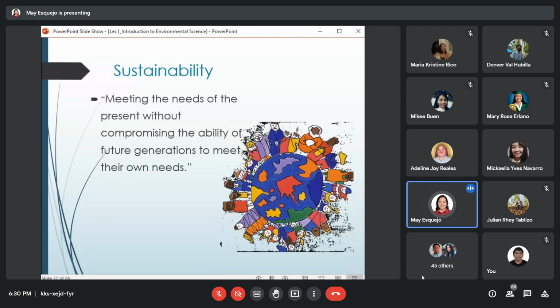So, merge tayo ngayon ulit with 3 blocks, 2A, 2B, and 2C. So, we will continue on our lecture na stop natin dito sa sustainability last time. So, I hope okay yung PowerPoint. You can see it clearly. So, we will just have this short continuation. And then later on, after this lecture, I will give you the activity 2.